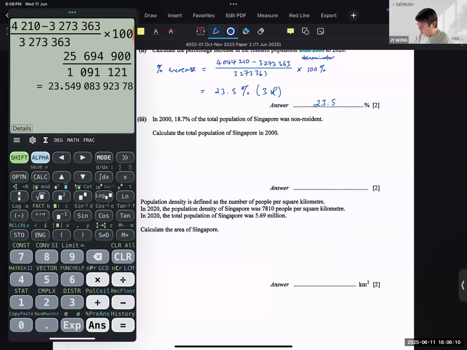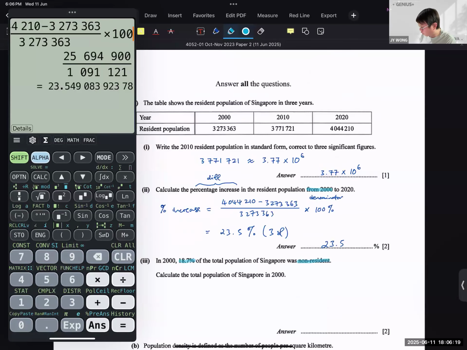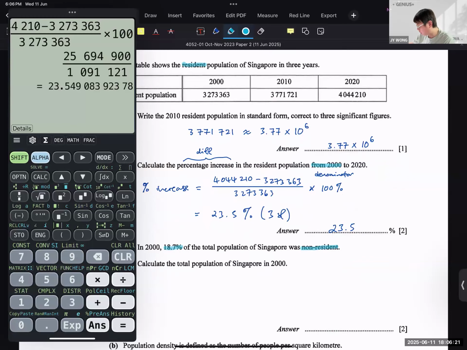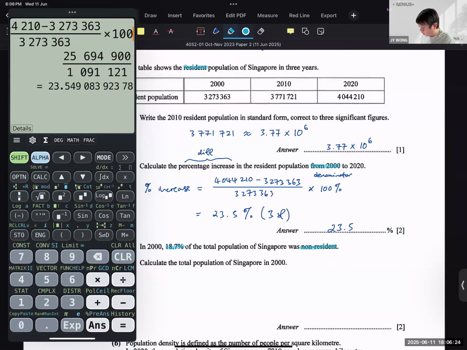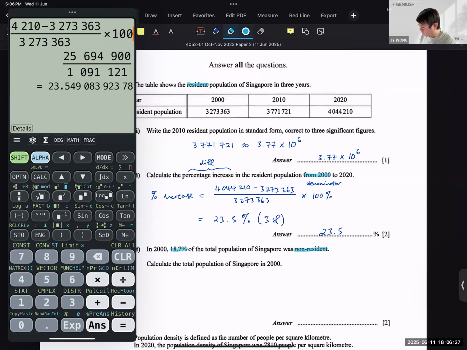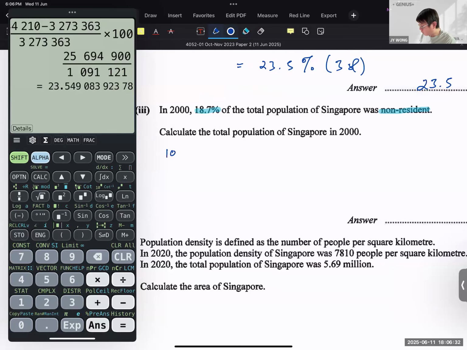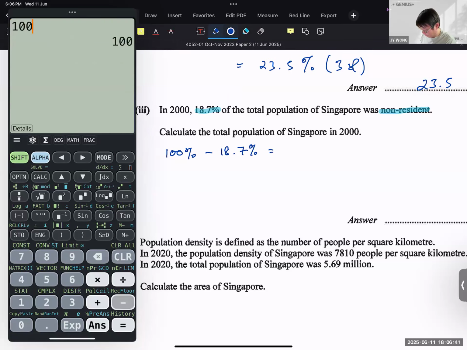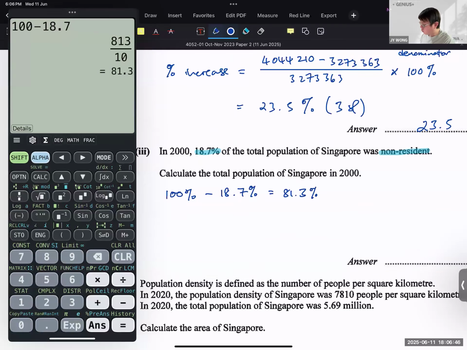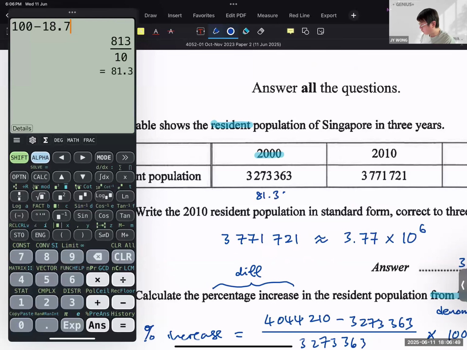In the year 2000, 18.7% of the total population was non-resident. Read what the question shows, right? The question shows your resident population. So if 18.7% is non-resident, that means 100 minus that will give you your resident population. And this is in the year 2000. So the first thing you should figure out is how many percent is resident population. So you will find that 81.3% is resident population, which means that this number over here represents 81.3% of your total population.